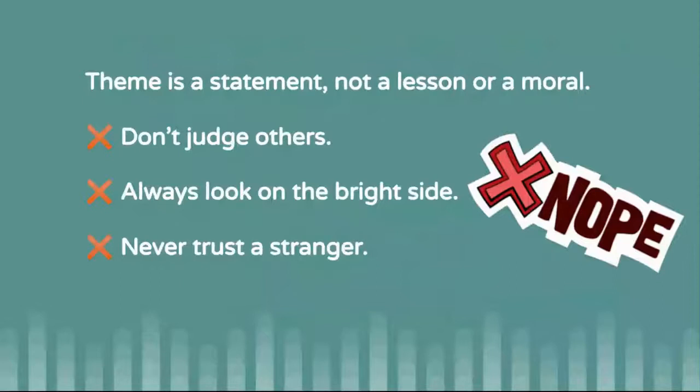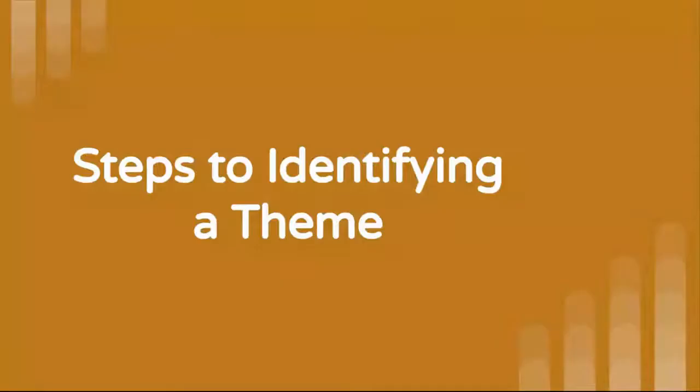One thing that a lot of students end up doing is writing lessons or morals, and those are really fitting for little children's books, but they're not theme statements. Things like don't judge others, always look on the bright side, never trust a stranger. Those are instructions, right? So make sure that your theme is not an instruction. Your theme is an observation, not something that you're telling someone else to do, right?